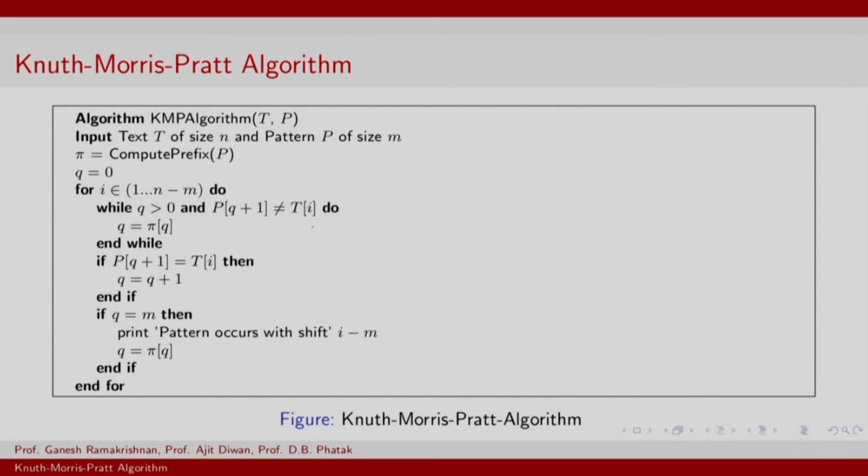So you basically are looking back and seeing, where do I need to reset, and then check if P[q+1] is equal to T[i]. If yes, then increment the value of q. If q lands up being m, the end of pattern P, you have actually got a shift at i minus m where there is a pattern match. At this point you set q to pi[q]. So the skip of m minus pi of m is actually happening here.